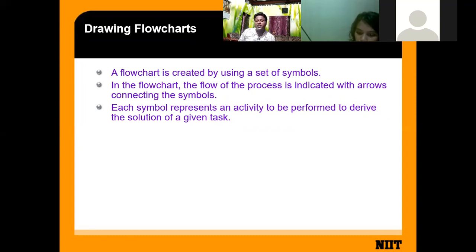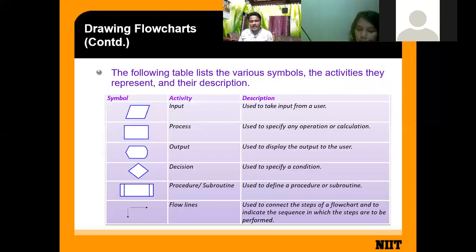In a flowchart, the flow process is indicated by arrows connecting the symbols. So how do you come to know how the flowchart is flowing, how it is working? By using arrow marks. In whichever direction the arrow mark points, we have to follow that arrow mark. Each symbol represents an activity to be performed to derive the solution of a given task.